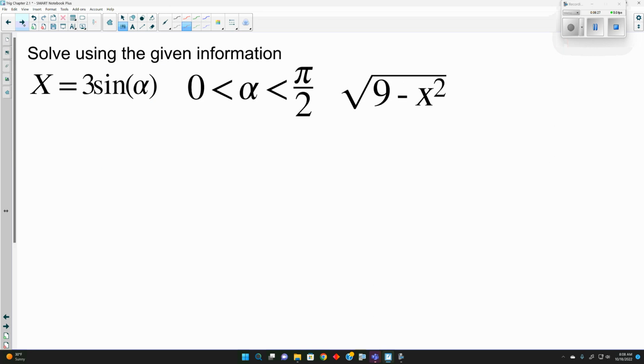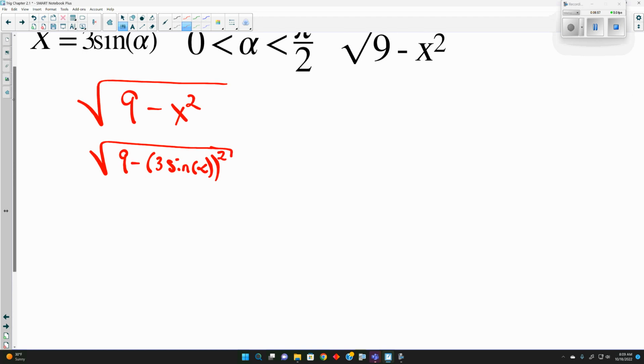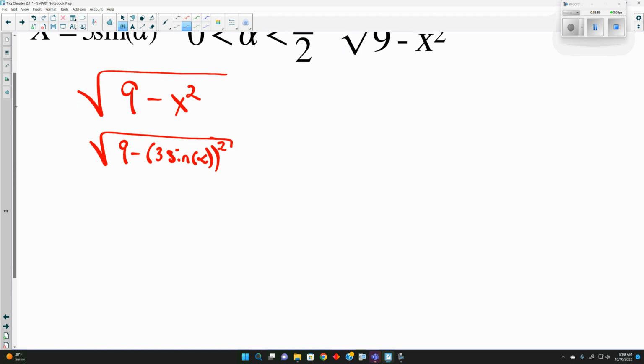So this one here, x is equal to 3 sine of alpha, and alpha is again between 0 and pi over 2. And we have the square root of 9 minus x squared. So we're starting off with 9 minus x squared. So we're plugging in 3 sine of alpha into this here.